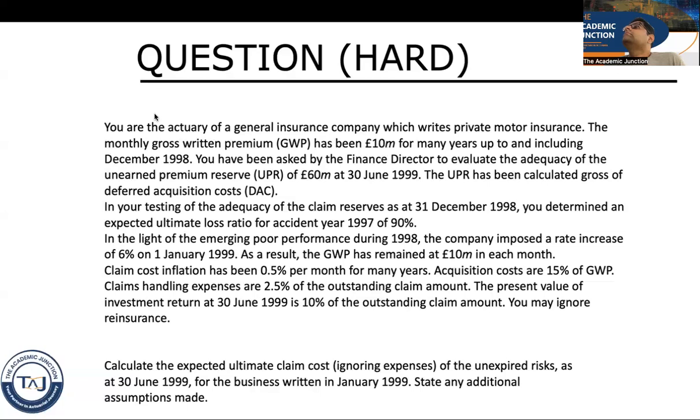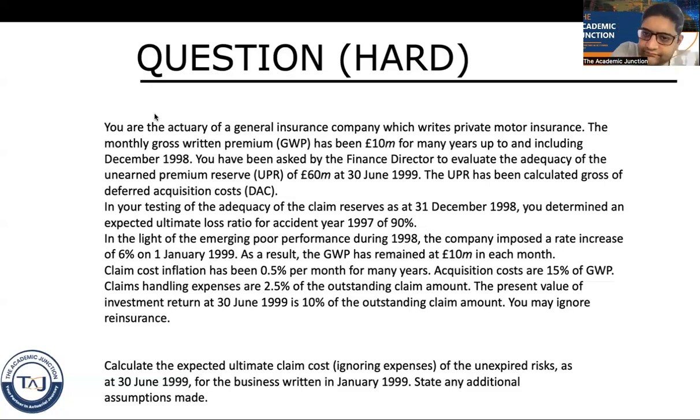Is the answer 4.37 million? You're close, but not exactly there. But you're very close, so good try actually. How did you get 4 point something million? So the premium return for the month of January is 10 million, the GWP. Correct.